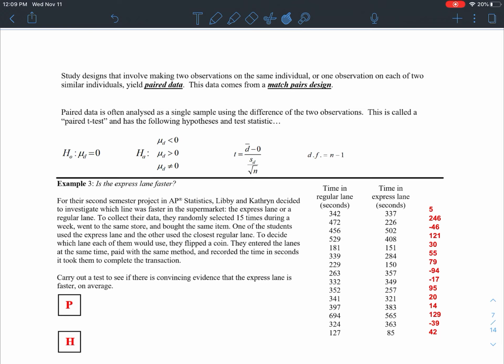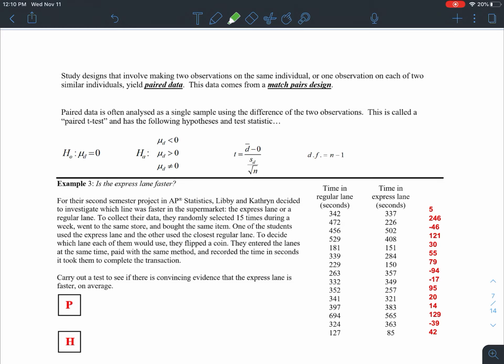We talked about a matched pairs design where sometimes the same subject undergoes both treatments, or you see this a lot with twins where maybe they will pair up and have one twin do one treatment and the other twin do the other treatment, and they compare the two.